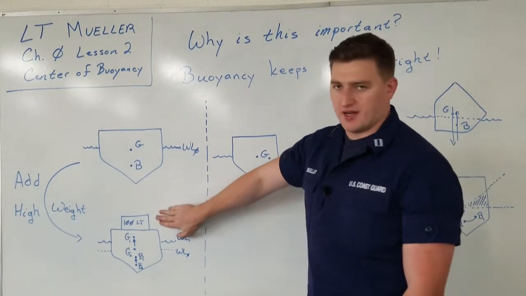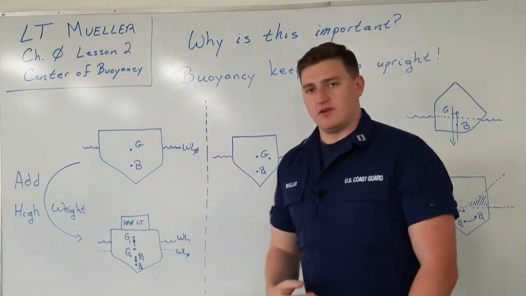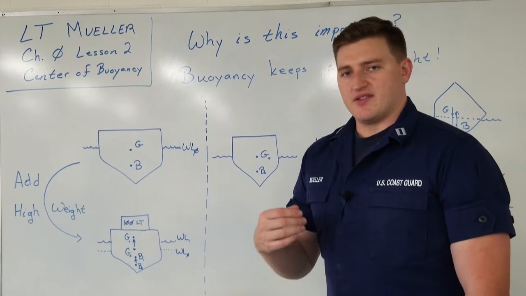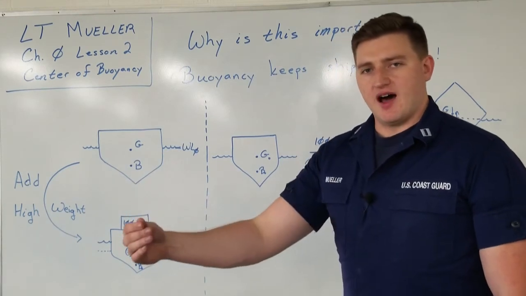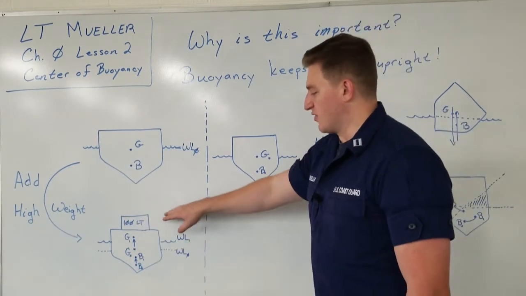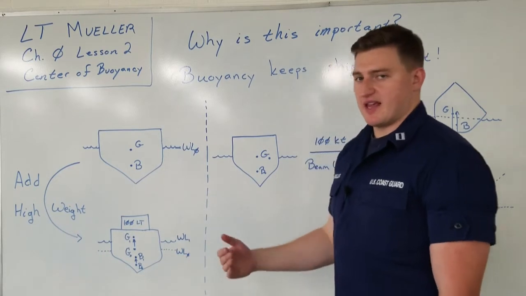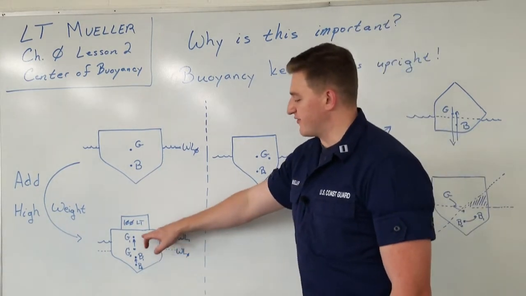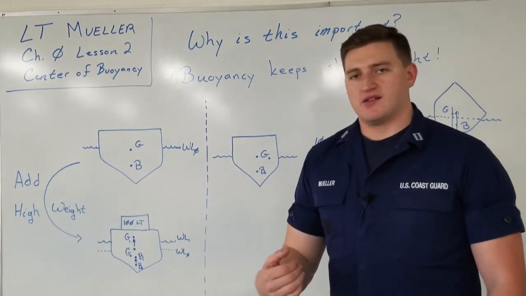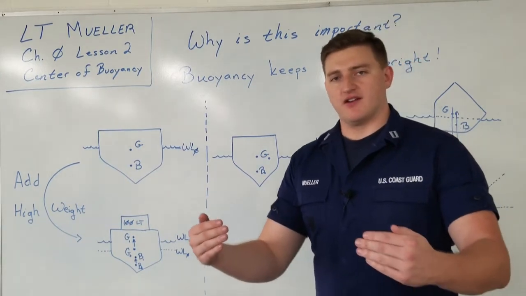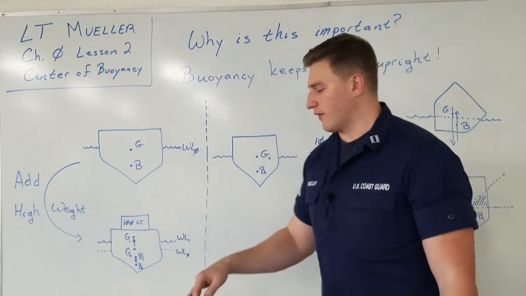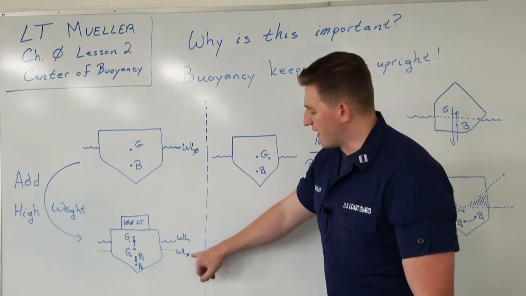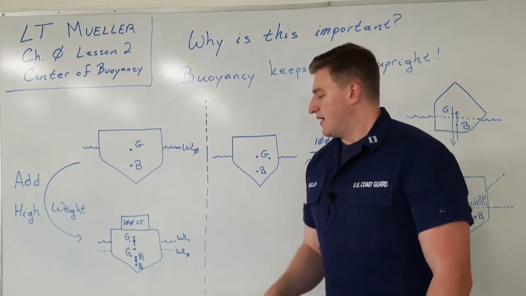If we add, say, 100 long tons to the very top, we learned in the last lesson that the center of gravity is going to shift up to a weight addition, or shift down if we add it low. In this case, we added it high, so the center of gravity is going to shift up. We added weight, so we know that the ship is going to get a little bit heavier, so it's going to sink further into the water. That's going to cause the waterline to move up a little bit.